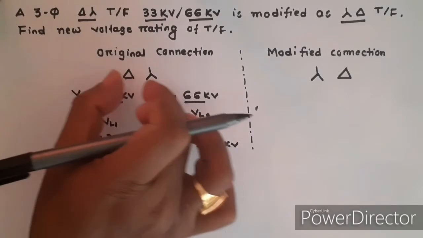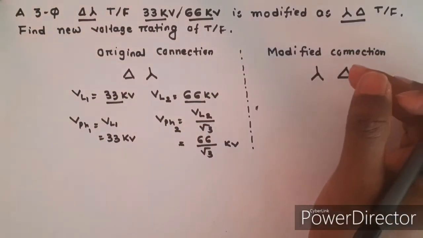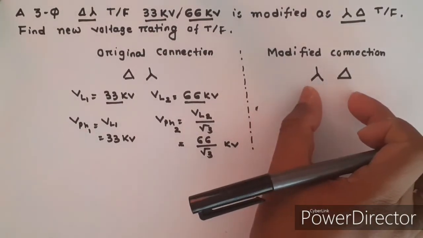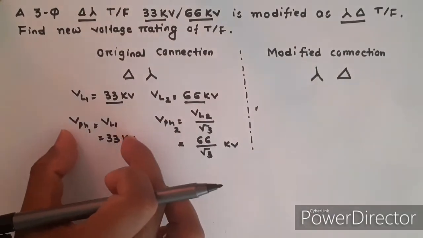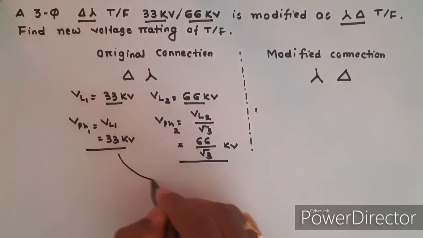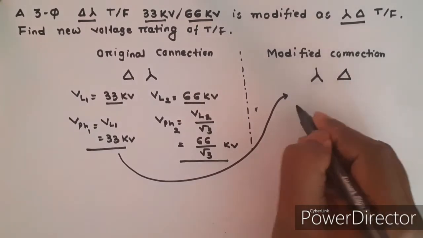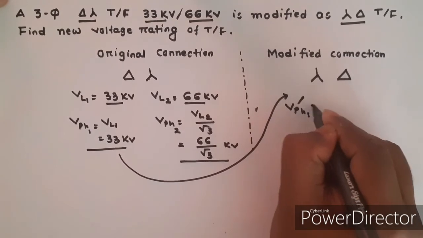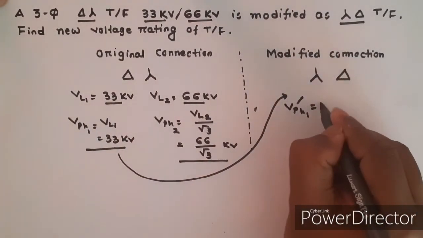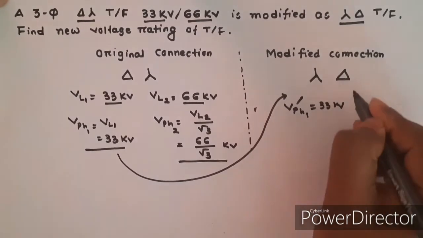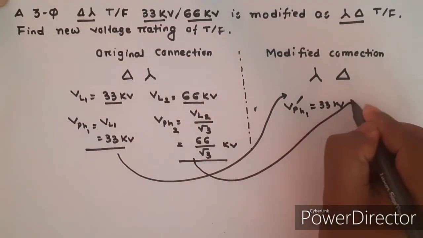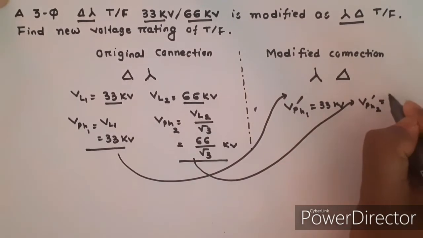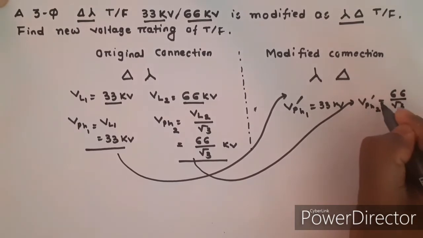Whenever an original connection is modified as a new connection, then for the modified connection, the phase voltage will be exactly equal to the phase voltage of the original connection. Therefore, from here, the primary phase voltage is equal to 33 kV, and the secondary phase voltage is 66 divided by root 3 kV.